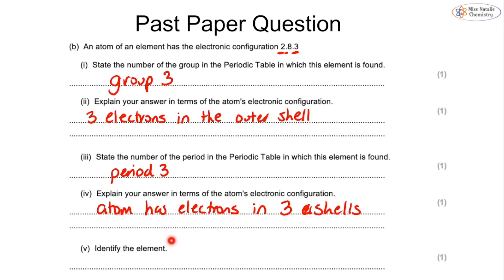And then lastly, we want to identify the element. We would use your periodic table. We could look and see that that gives us a total of 13 electrons. So atomic number must be 13, which is aluminium.